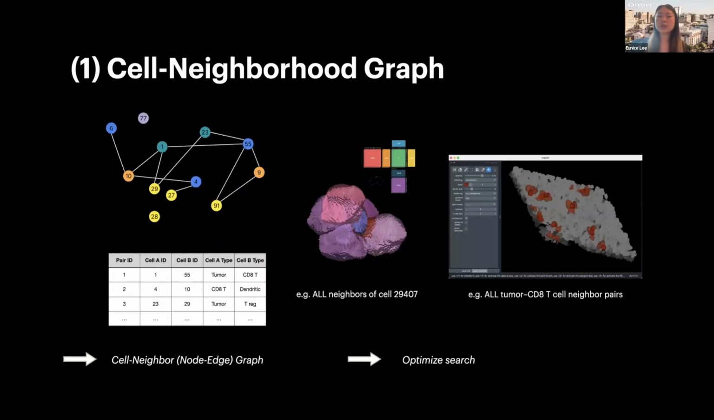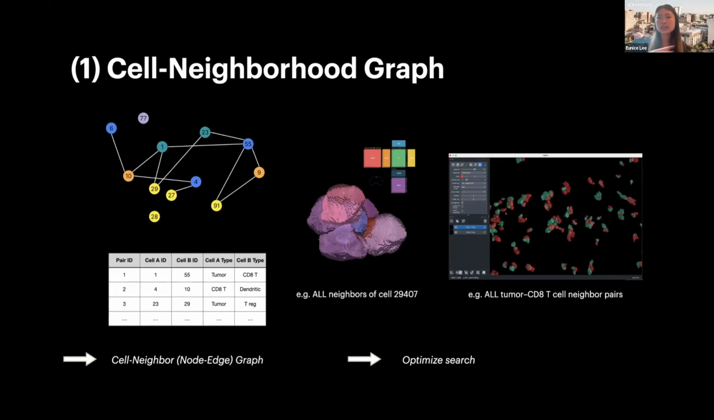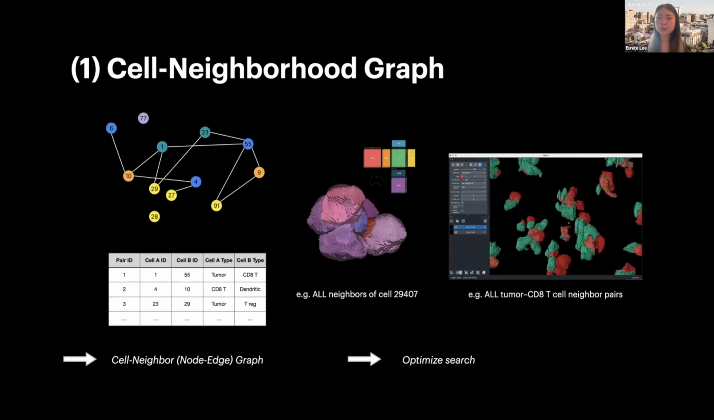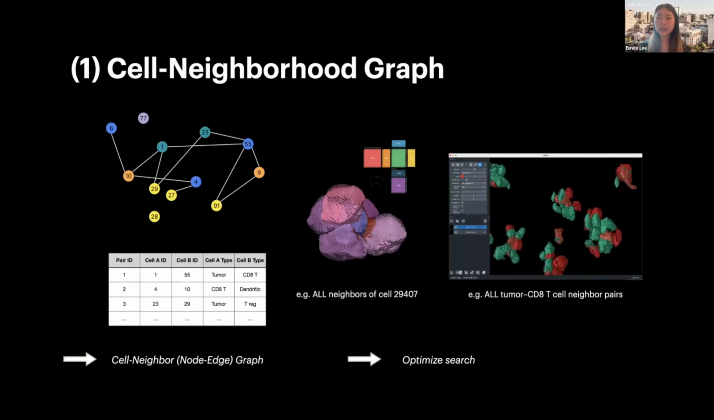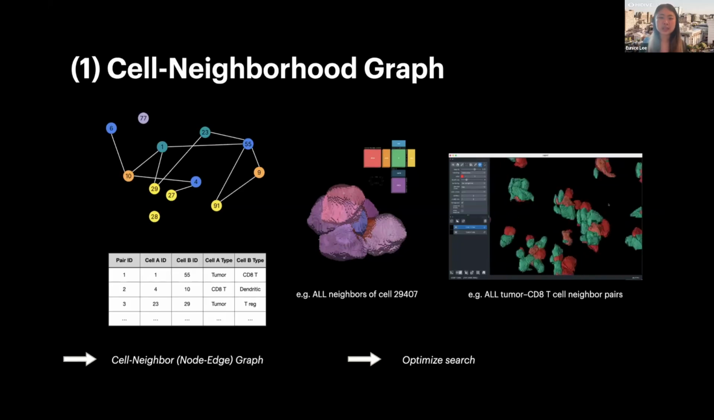Or they could even query different types or a very specific interaction type, such as tumor to CD8 T cell pairs, but across the entire tissue data set so that you can visualize and kind of pull out metrics for that specific pairing and how that interaction looks like in the entire space of the data set you have.